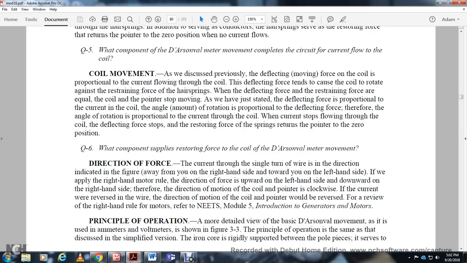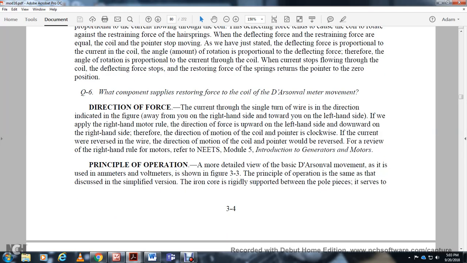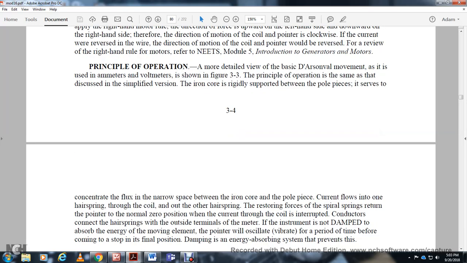The principle of operation, in a more detailed view of the basic D'Arsonval movement for the ammeter and voltmeter, is shown in Figure 3.3, but the principle of operation is the same as what was discussed in the simplified version. The iron core is held by a support between the two pole pieces, leaving a constant narrow air space between the iron core and the pole piece, with the current flowing in through one hairspring, through the coil, and out through the other hairspring.